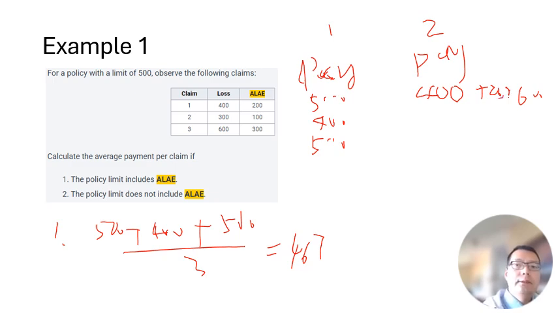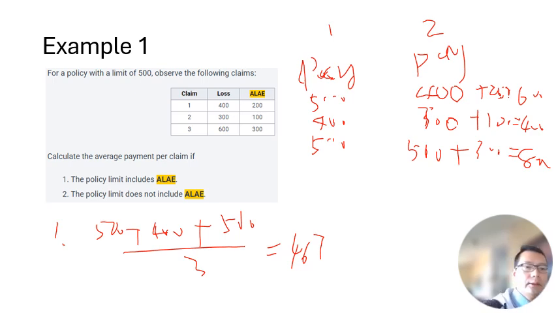So in this case, 400 compared to 500, 400 is less than 500, so we put 400 there, but we always need to add the ALAE no matter what. Then the second one is 300, which is less than 500, so it's there, plus 100 ALAE, so this is 400. The third one is 600, but the limit is 500, so you use 500 plus 300, which is equal to 800.